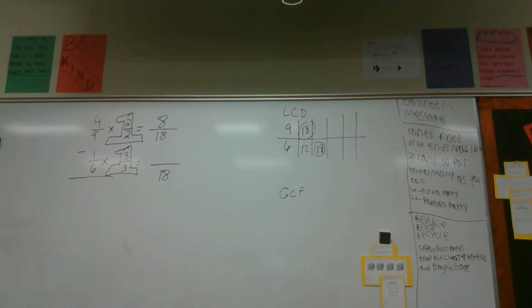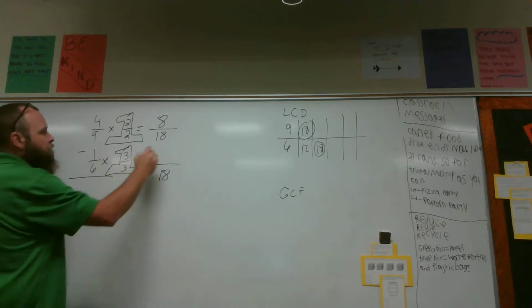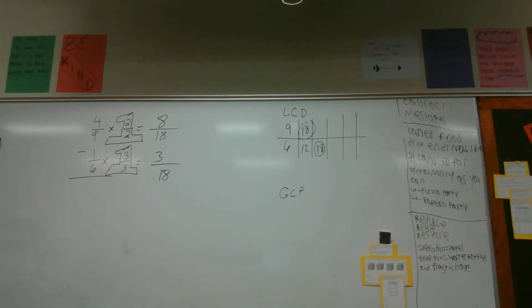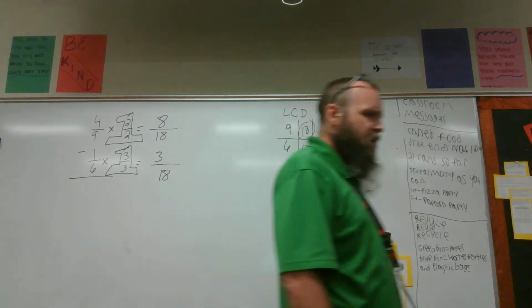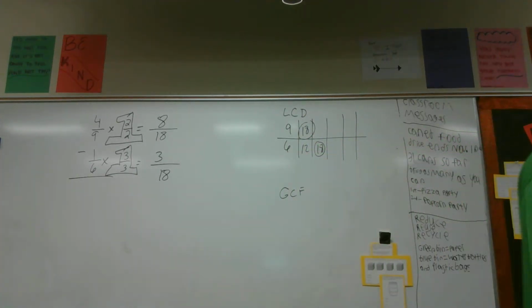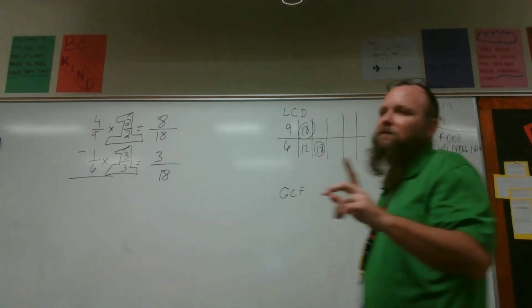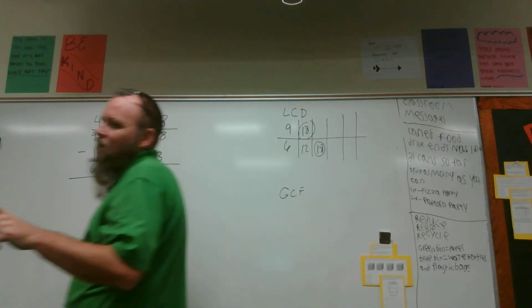Awesome sauce. So my numerator here is what, Maddie? 3, because 1 times 3 is 3. So we're saying 1/6 and 3/18 have the exact same value. They are equivalent. 4/9 and 8/18 are equivalent. The exact same value.